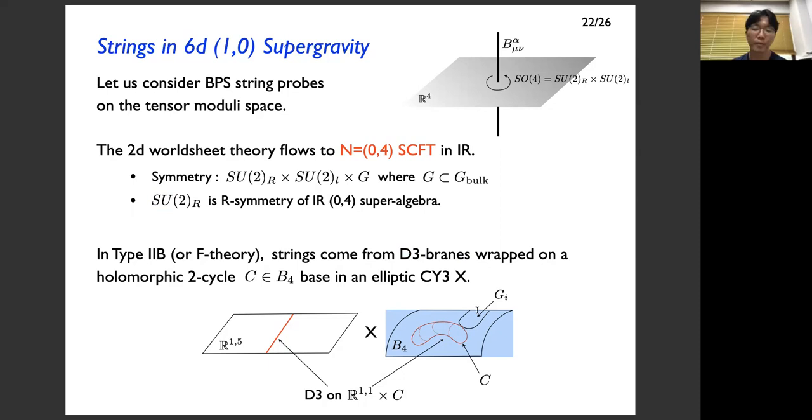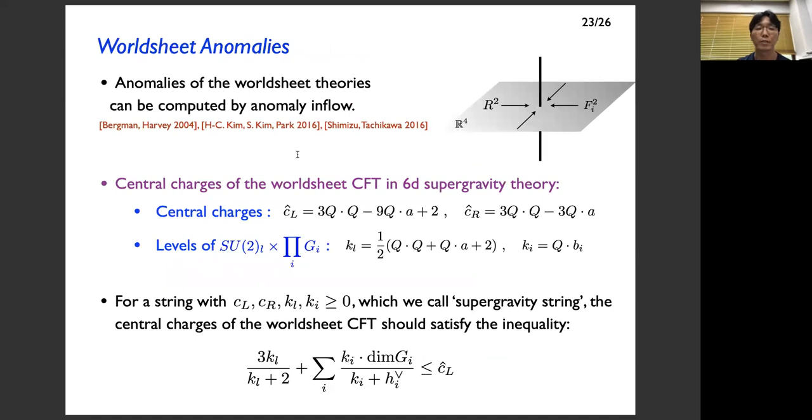We'll analyze the unitarity of the strings and see if we can extract some constraint on the bulk gravity theory. Again, anomalies of the worldsheet theories can be easily computed by using anomaly inflow, and these papers already computed it. And we can extract the central charges of the worldsheet CFT from the anomaly inflow. And for such strings in six-dimensional supergravity theories, central charges and levels for the current algebras of the global symmetry can be obtained in this way.